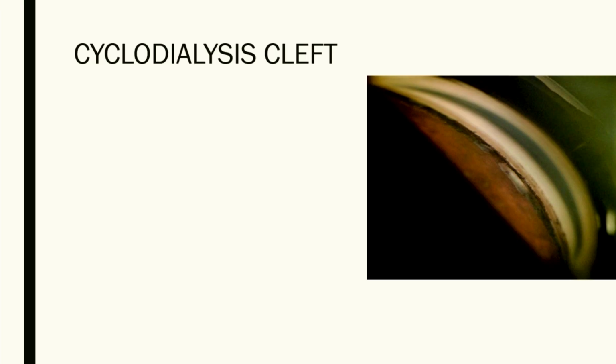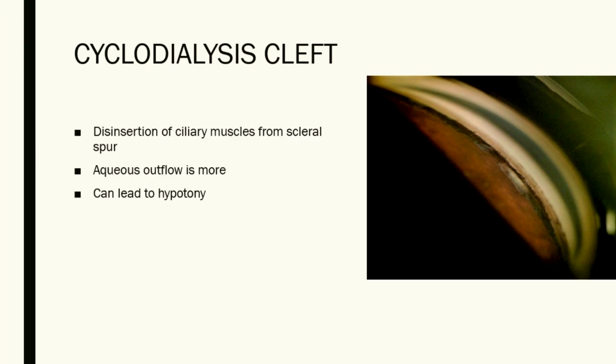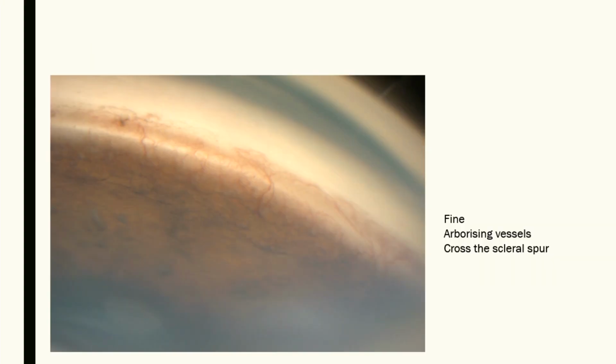So this is another image showing angle recession. One more feature is that the PTM is going to be more pigmented. Here you can see that there is a hole in the ciliary body region. This is called a cyclodialysis cleft. So this is the disinsertion of the muscles from the scleral spur. This also occurs secondary to blunt trauma, but here you will get hypotony because the aqueous outflow is more. Here you can see fine vessels which are branching and crossing the scleral spur. So this is a case of neovascularization of the angle.